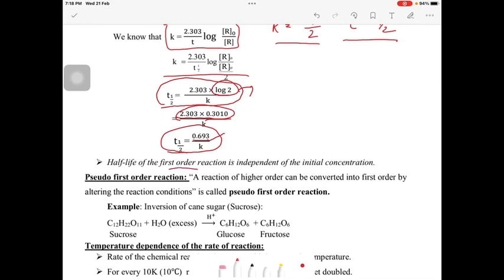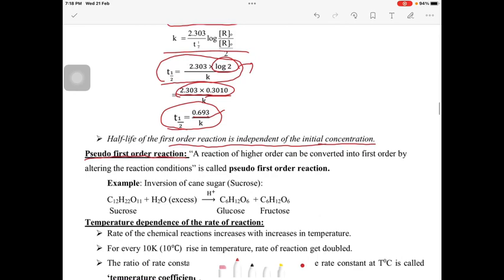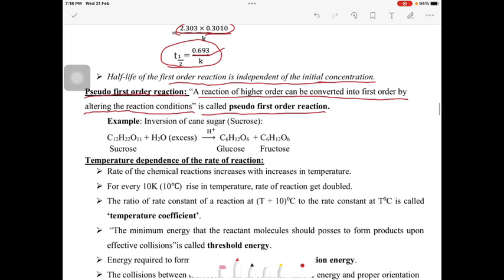Half-life of the first order reaction is independent of the initial concentration. Next, pseudo first order reaction. A reaction of higher order that can be converted into first order by altering the reaction conditions is called a pseudo first order reaction. Example: inversion of cane sugar.